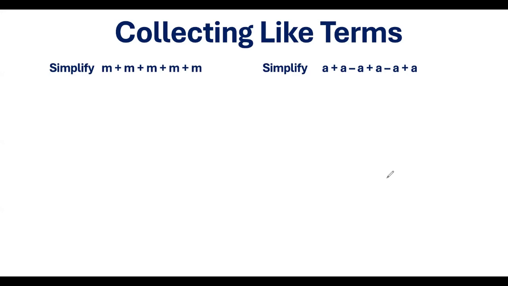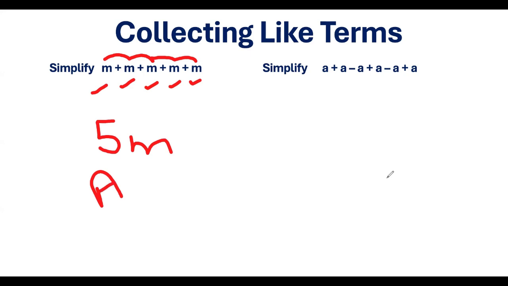Okay, let's solve it. These are 1, 2, 3, 4, and 5. All are M. All are like terms. You can add them. You can subtract them. All are like, so we are going to add. How many M's are these? 1, 2, 3, 4, and 5. So the answer is 5M. This is the answer for this.